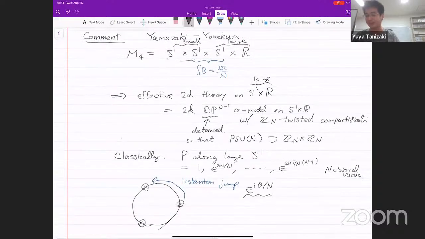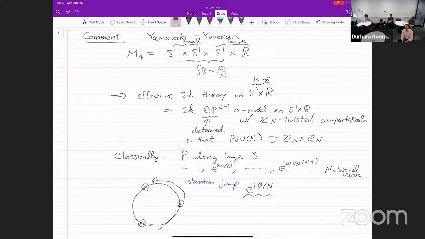And what Yamazaki and Yonekura have shown is that the twisted CP^{N-1} model can be obtained from 4D Yang-Mills theory with this very specific compactification. So it's partly related to Mithat and Gerald Dunne's work on sigma models, but it is not directly related to the gauge theory side. But then there's a calculation to be done, which is to find these center vortex solutions in your model.